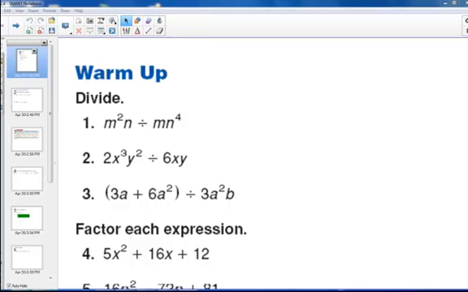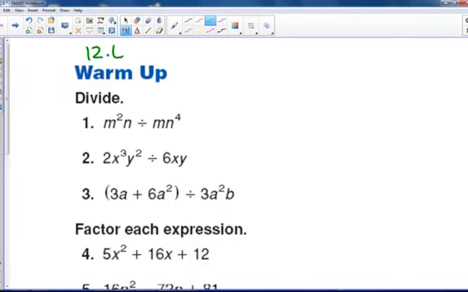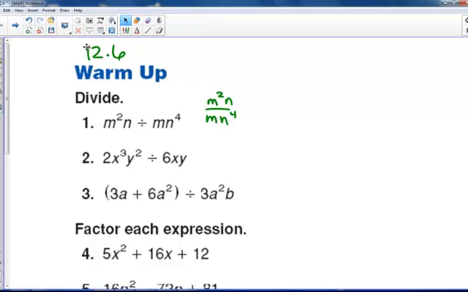We are moving forward to Chapter 12, Section 6, and just a quick review of what we've been doing. If you have something like m squared n over m n to the fourth, there is no pluses or minus linking anything, so anything cancels. There's two m's on top, one m on the bottom, which means there's one m left on top. One n on top, four n's on the bottom, which means there's three n's left on the bottom. So this would simplify to m over n cubed.